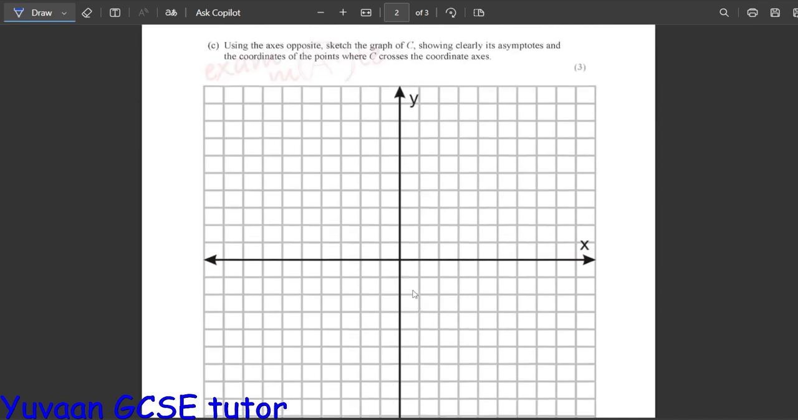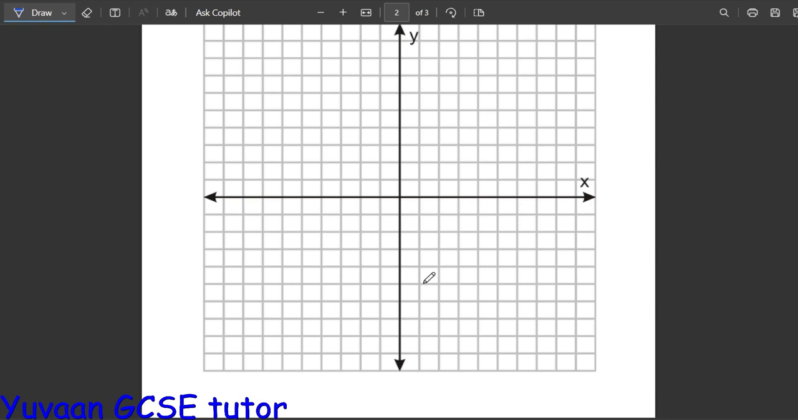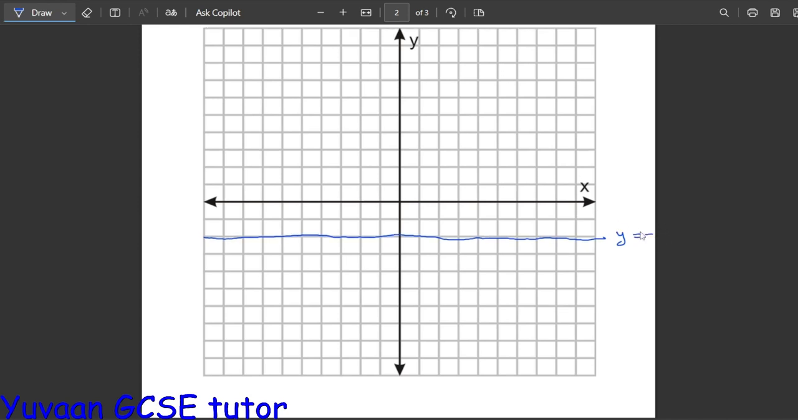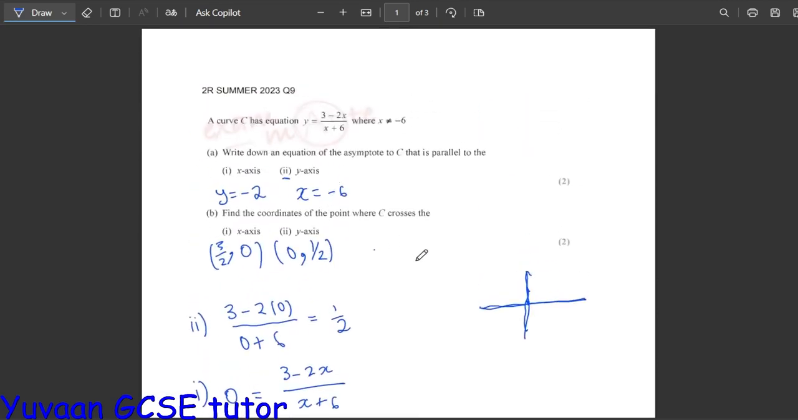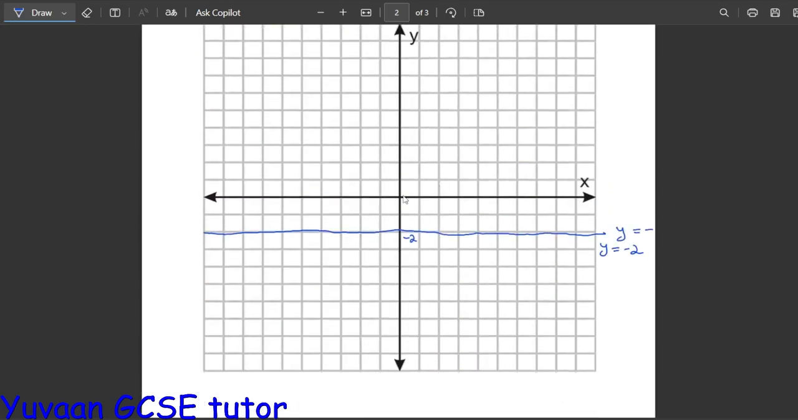So guys, like I said, you won't have boxes in your exam. You'll just have to draw the asymptote and then label it: y equals minus 2. You can also label over here that this is the minus 2 y-coordinate. So you'll have y equals minus 2. And you'll also have x equals minus 6, so that would be around here.